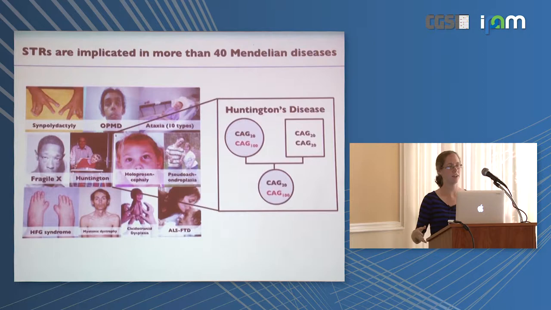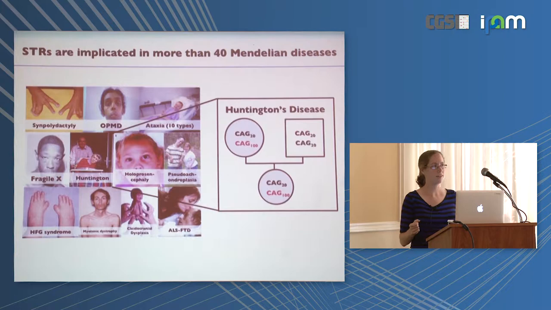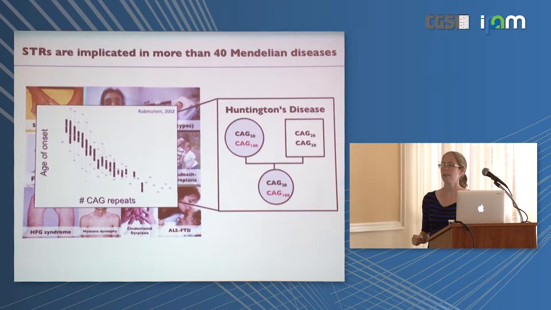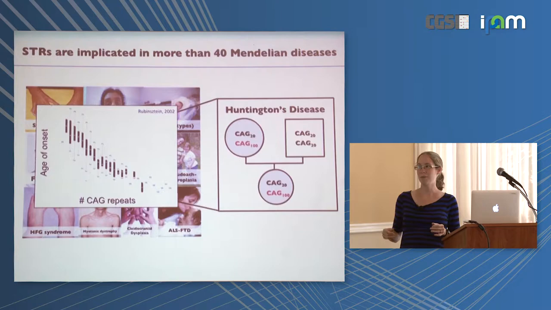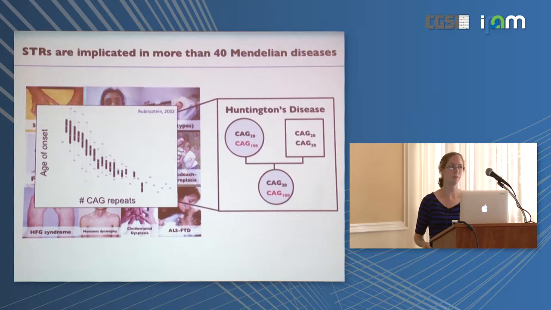But one thing I think that's really striking about Huntington's disease and a lot of these other examples as well is that this repeat doesn't act simply as a switch controlling whether or not you get the disease, but it acts along some quantitative scale. So if you look at Huntington's disease and you plot the number of repeats of CAG versus the age of onset of the disease, you'll see this really, really nice linear correlation between the number of repeats and the age of onset. So the more repeats you have, the earlier you're likely to get the disease.